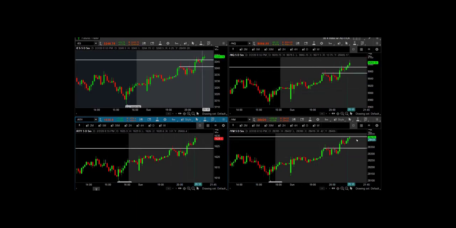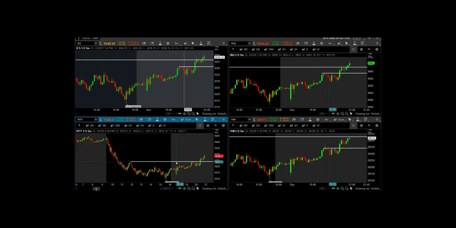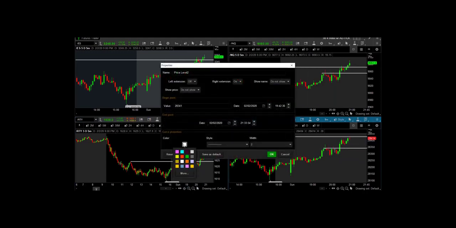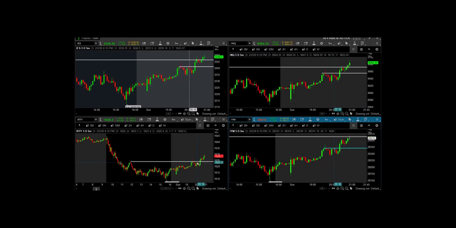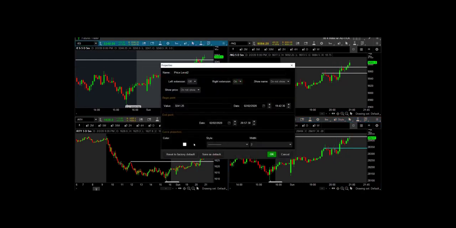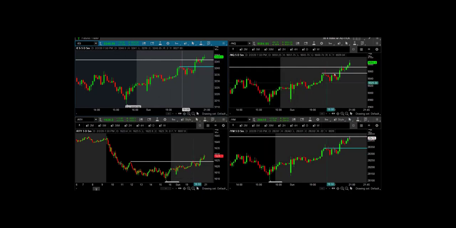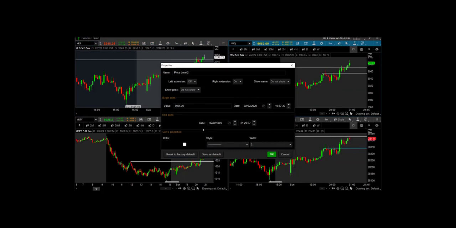The Dow is still struggling with that same structure. This line right here is the one that the Russell is already resting past. The same with this one, and we want to color that to make sure we don't get it confused. And we'll do the same here in the NASDAQ.